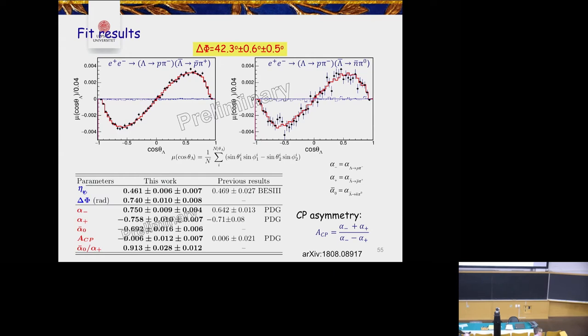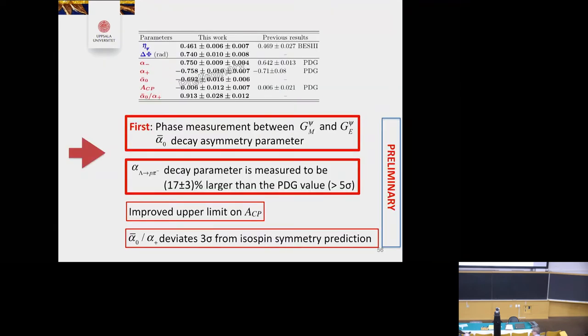But the interesting part I will show here, because this is a direct measurement. You also fit the asymmetry parameters, and it's a direct measurement. And this came as an eye-opener for me, at least, that we measure the lambda decay asymmetry parameter to be 0.75 plus minus 0.009. The PDG value is 0.642. So it's a more than 5 sigma difference between the BESIII value and the PDG value for the asymmetry parameter. And there's also the asymmetry parameter for the neutral decay, which should be the same as for the charged decay if you have isospin symmetry.